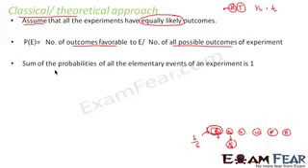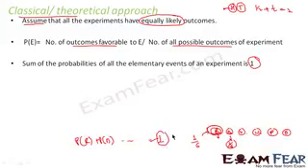Also, one more thing, if you add all the probabilities of the elementary events, that should give 1. For example, the probability of head plus the probability of tail should give 1. If you see here, 1 by 2 plus 1 by 2 is equal to 1. Here also, the probability of red ball plus the probability of blue ball, if you add all these 6 balls, that should become 1. 1 by 6 added 6 times gives 1.